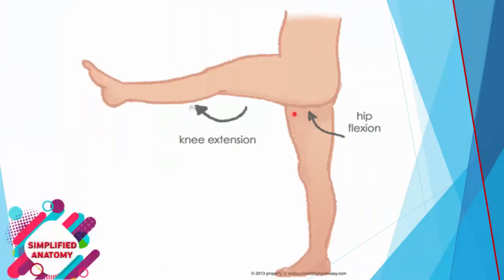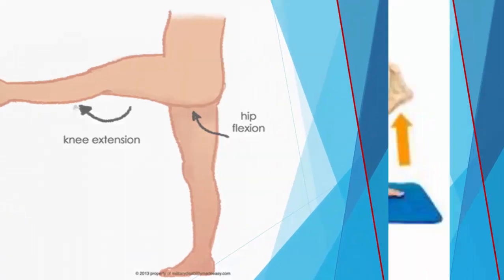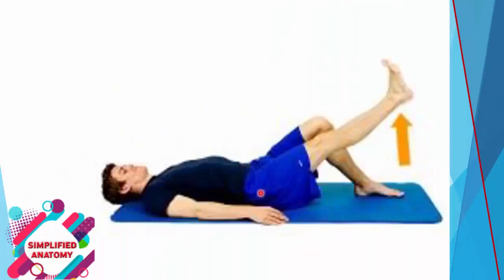Now, try to identify the muscle producing this action. This action is flexion of the hip and extension of the knee. The muscle that produces this action is rectus femoris. Also, in this diagram, there is flexion of the hip and extension of the knee. So rectus femoris produces this action.